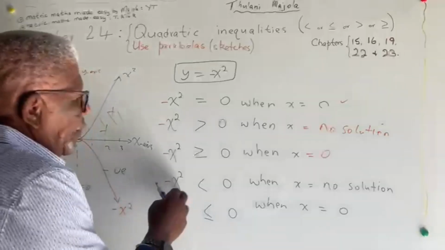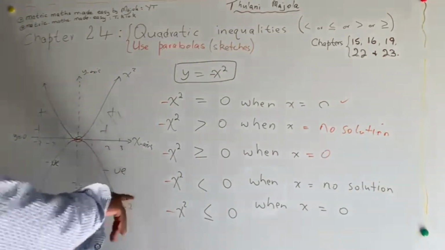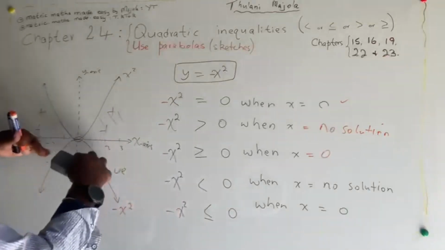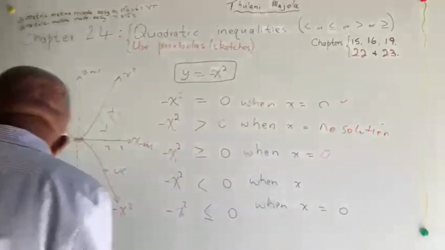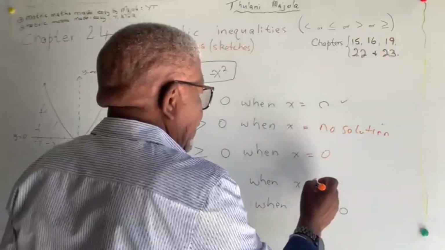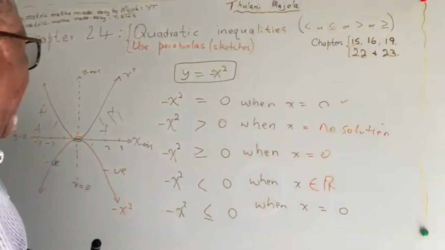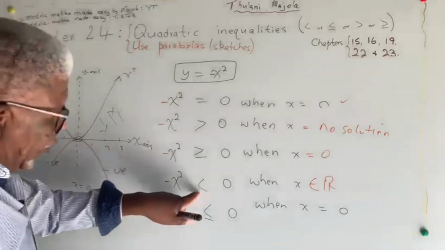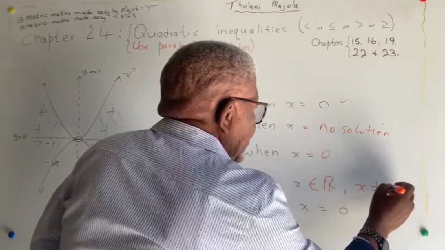And then when will negative x squared be less than 0? This one is nice and easy. Negative x squared is less than 0 for all the values of x. So we say x is an element of real numbers, but x must not be 0, because it's not equal to 0. So x not equal to 0.